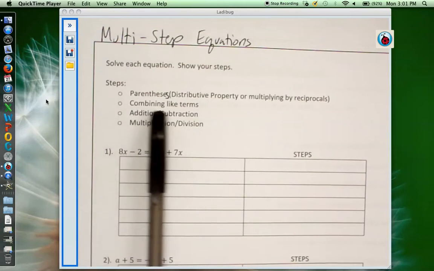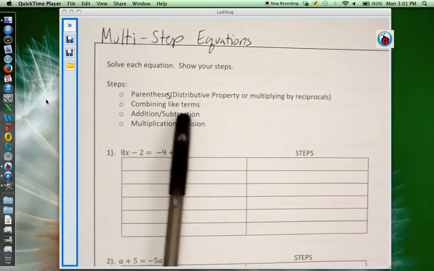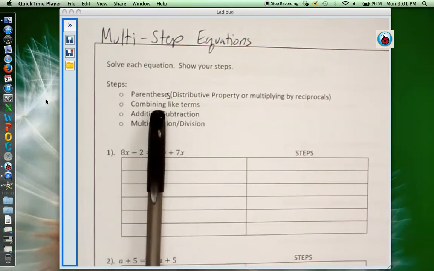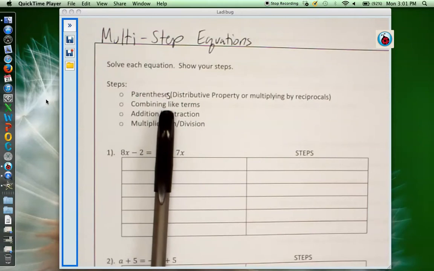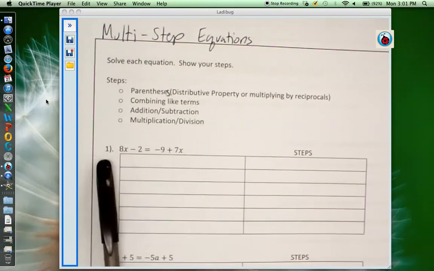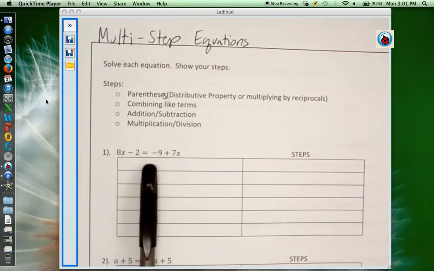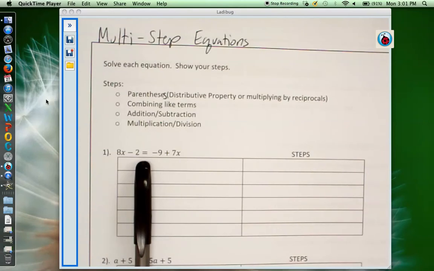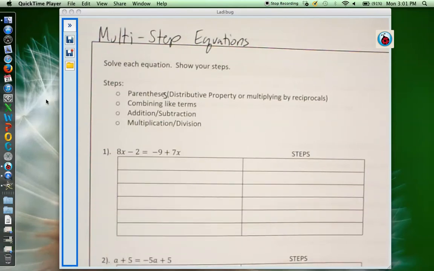Another thing that we might use as a step is to combine like terms. And I want to be really specific that we're only combining like terms on one side of an equal sign. We don't want to combine, for example, 8x and 7x. They're not on the same side of the equal sign. They're on opposite sides of the equal sign. So we want to be really careful about combining like terms as one of our steps.